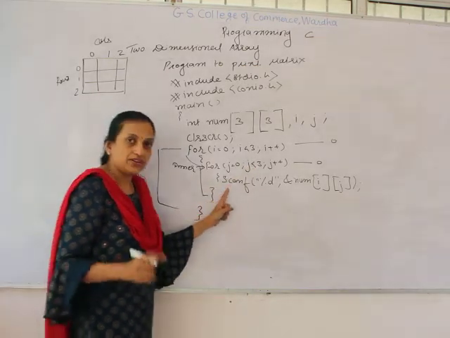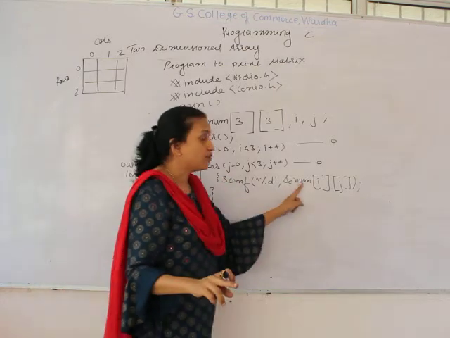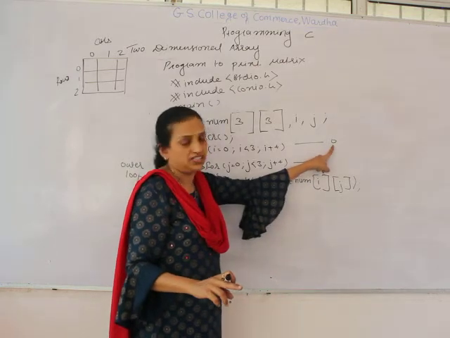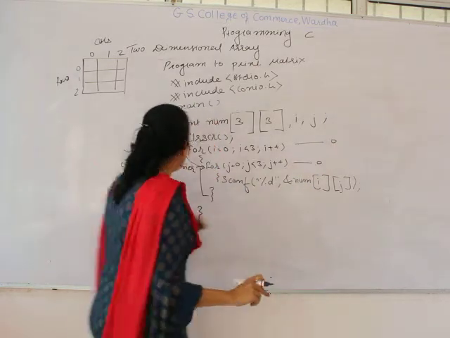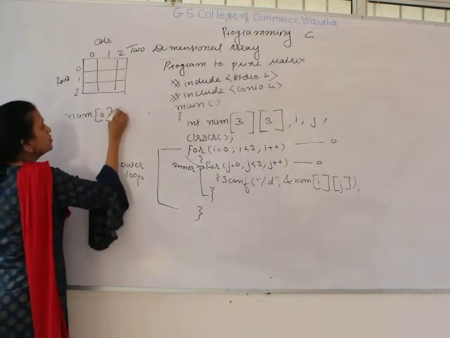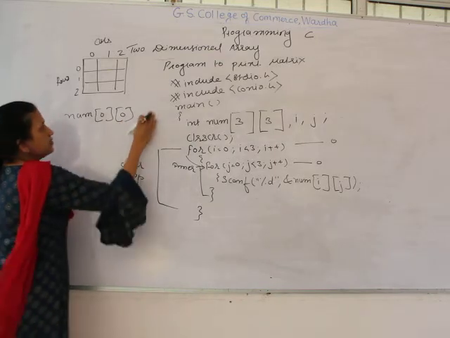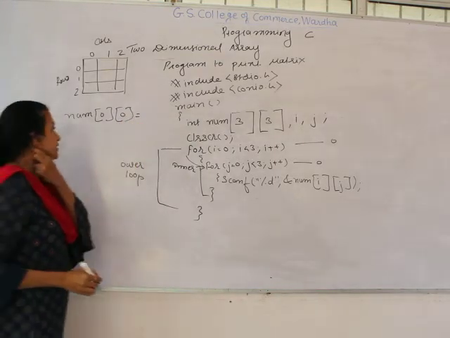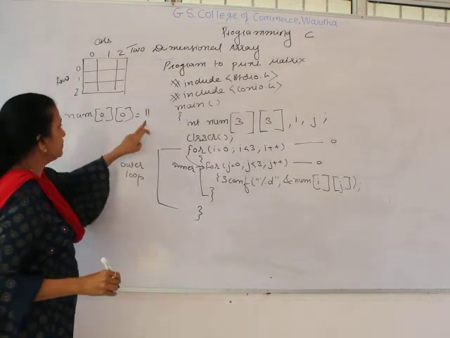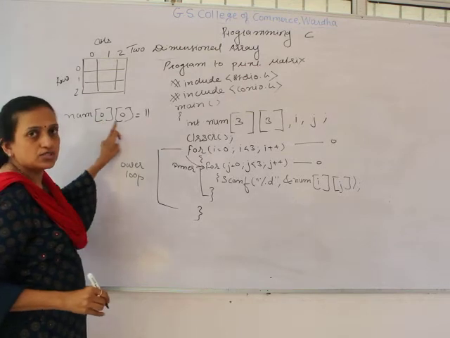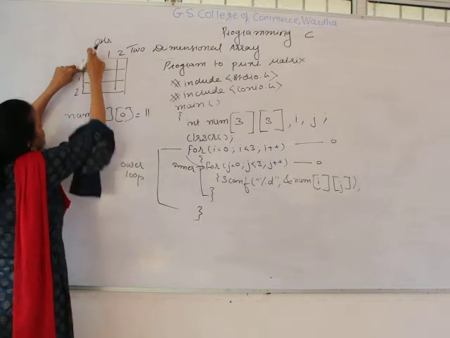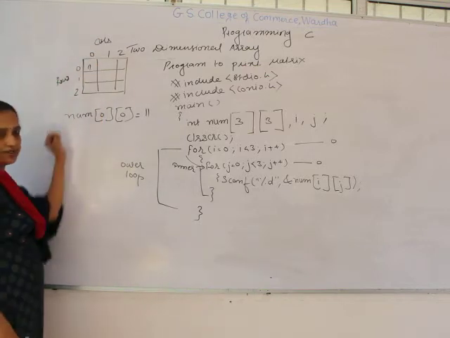So scanf will read the value for which variable? What is the value of i? The value of i is 0 and the value of j is 0. That means it will read the value for num[0][0]. Suppose I entered 11. So it will store it at 0 row, 0 column. That means 11 is stored here.